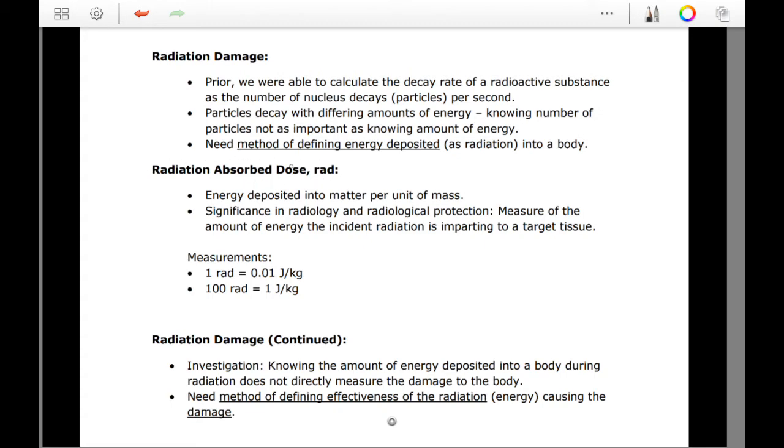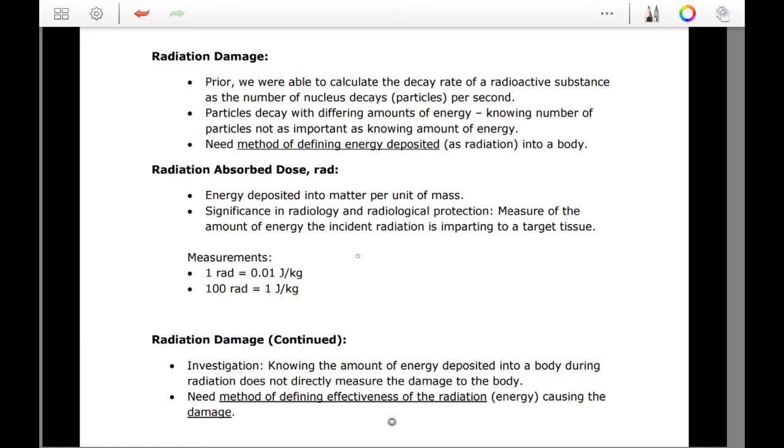The radiation absorbed dose is basically the energy that's deposited into matter per unit of mass. So that means that if you had 0.01 joules of energy per kilogram, then you would have 1 rad. This is very significant for radiology and radiological protection, because it's important to measure the amount of energy or radiation that your body is being exposed to, so you can limit the damage.